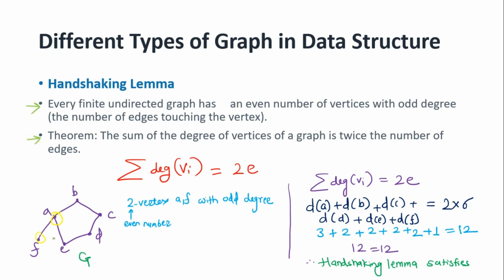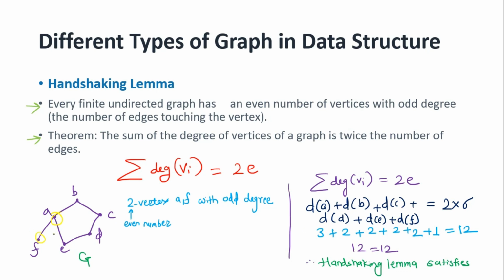So here, the summation of degree of all the vertices. Degree of A is 3, degree of F is 1, degree of B is 2, degree of C is 2, degree of D is 2 and degree of E is 2. Let's perform addition of all of this. We will get the result as 12.